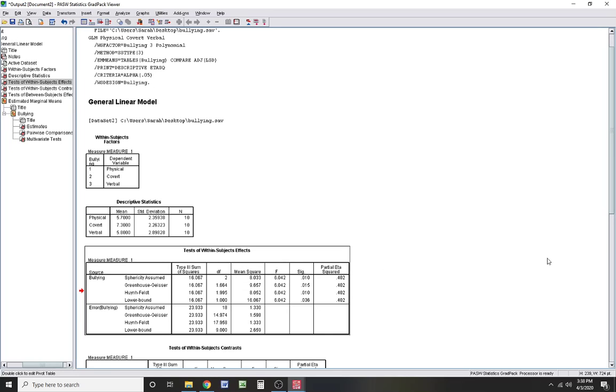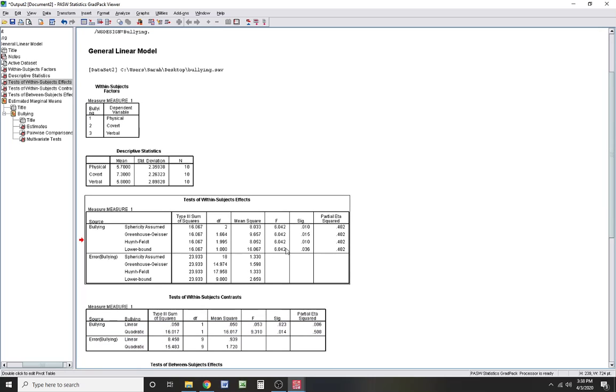So here's our ANOVA table right here. We're going to look at the sphericity assumed row. We see our degrees of freedom are 2, and down here our error degrees of freedom for sphericity assumed are 18. So our degrees of freedom in this case are 2 and 18. Do not worry about any of the other rows. I don't want to see those numbers ever reported. Don't worry about the mean squares or the sums of squares column. All we care about are degrees of freedom.